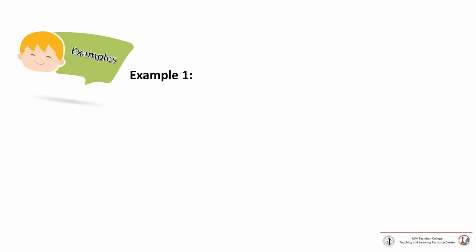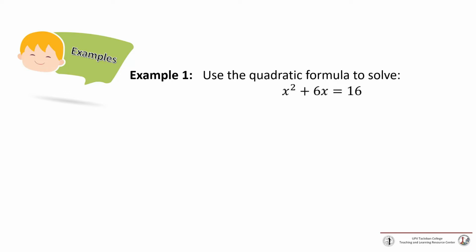So for us to understand more on the concept of solving quadratic equations using the quadratic formula, let's have example 1. Use the quadratic formula to solve this equation: x squared plus 6x is equal to 16. Here is the solution. First, you have to rewrite this given equation into the form ax squared plus bx plus c is equal to 0. That is the standard form.